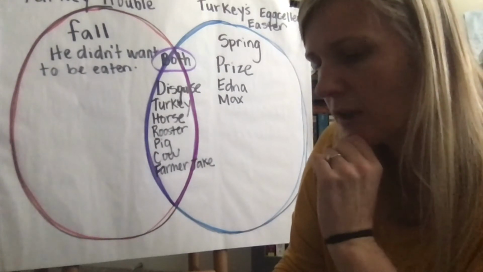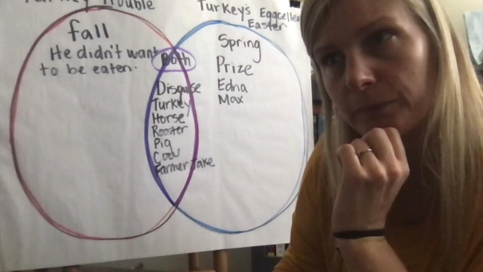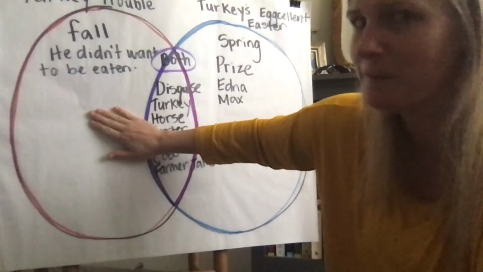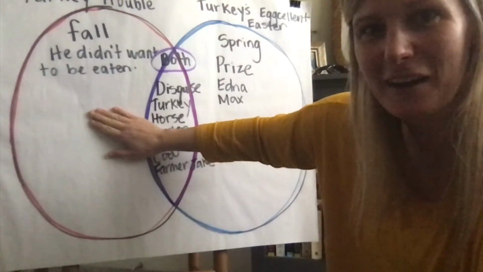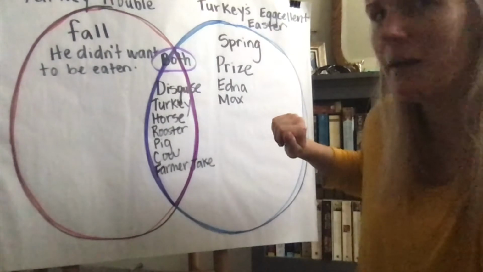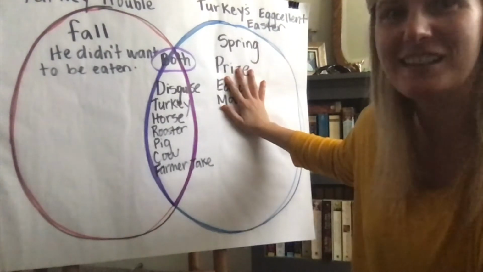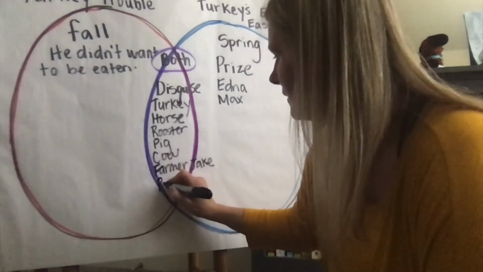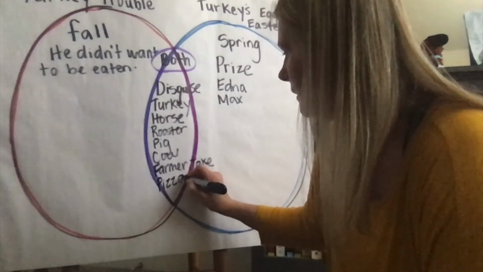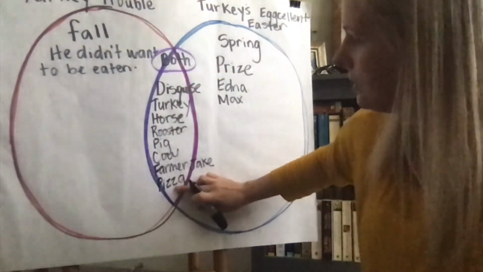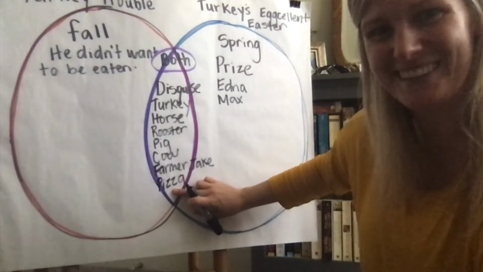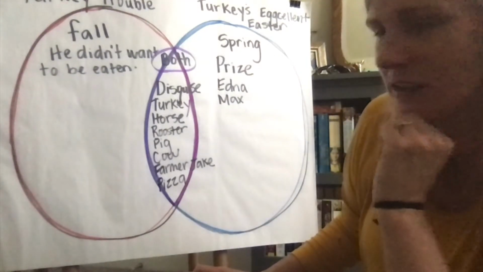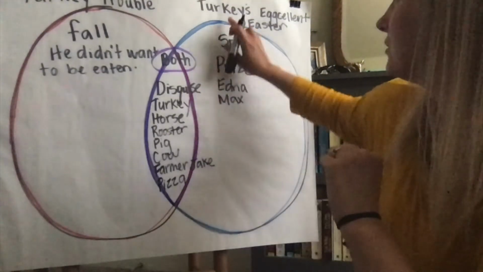What was something else? I want to think about the end of both the stories. What happened at the end of Turkey Trouble? That's right. They got a pizza, didn't they? What happened at the end of Turkey's Excellent Easter? They got a pizza also. So I'm going to write pizza here. And I wrote that. Notice that I wrote it in the purple section because they both had pizzas in it, didn't they?